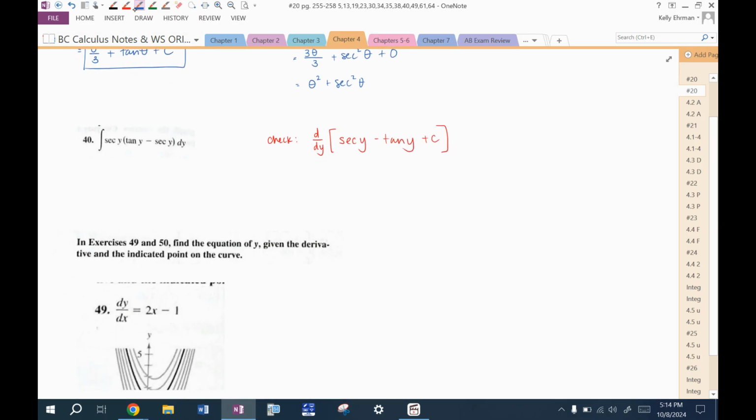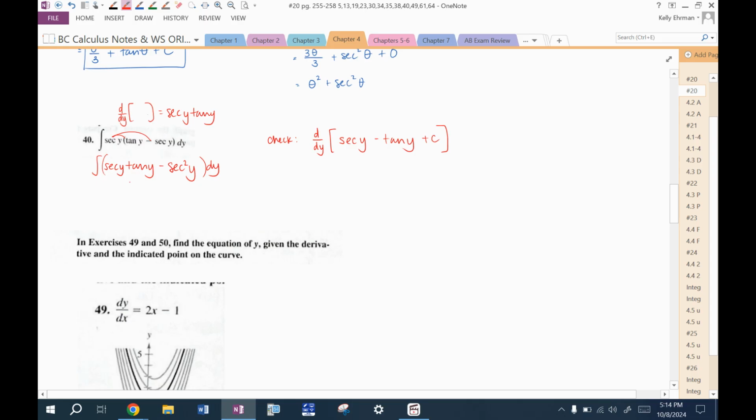For number 40, all right, I would like to distribute this. Because I can't just do the integral of secant times tangent minus secant. That's not something that we know. But this would become secant y tangent y minus secant squared y. All of that has a dy on it. So again, you're thinking the derivative of what with respect to y? The derivative of what gives me secant tangent? So this is what you're thinking every time.